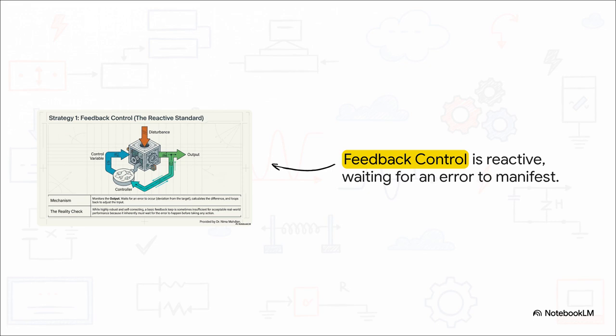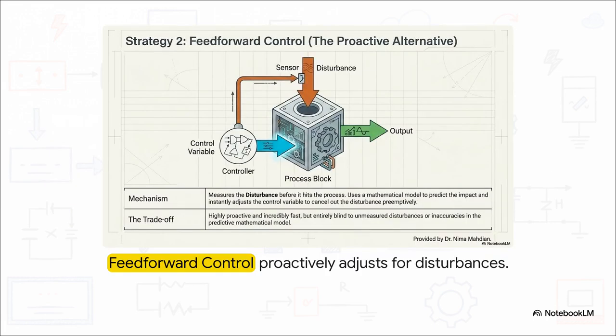It inherently has to wait for a mistake to actually happen before it does anything. It's always fixing the past. Now, contrast that with strategy 2, feed-forward control. This is the proactive alternative.